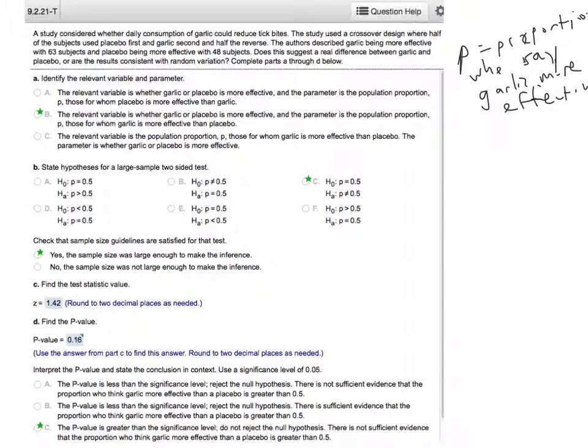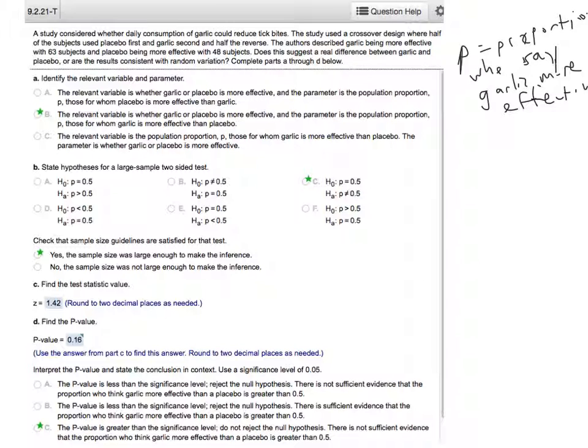And we want to test that in the population, but we're only gathering data from, it looks like, 111 people. Of the 111 people, I'm getting that by adding these two things together, 63 people answered garlic to the question which was more effective, and 45 answered the other one. Of course, they don't know which one is which, right? That's the point of the study.